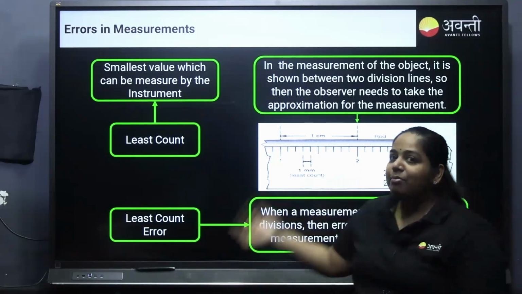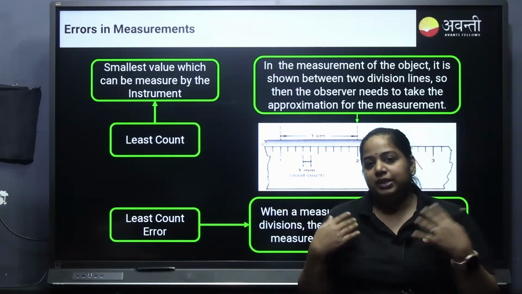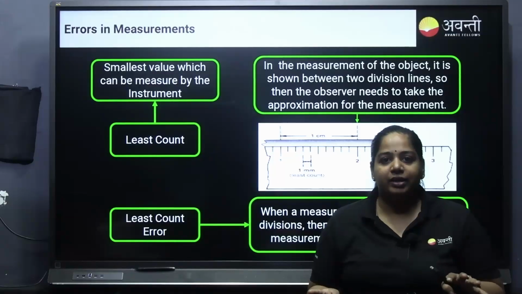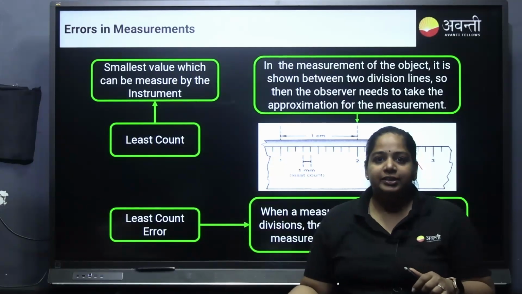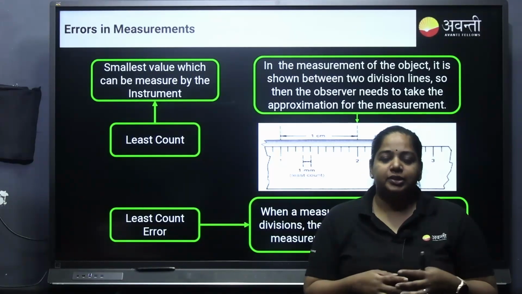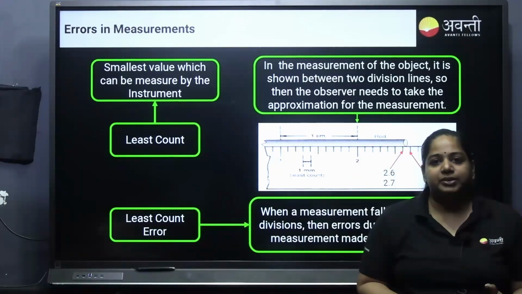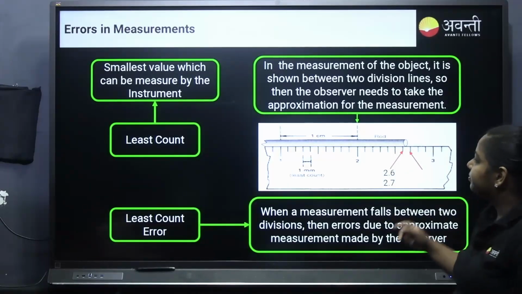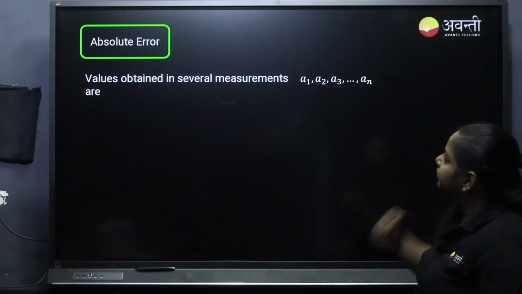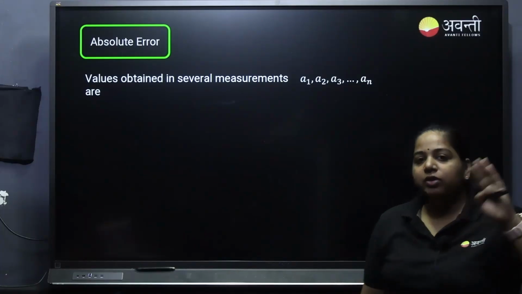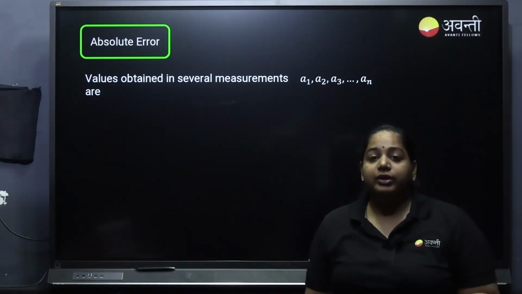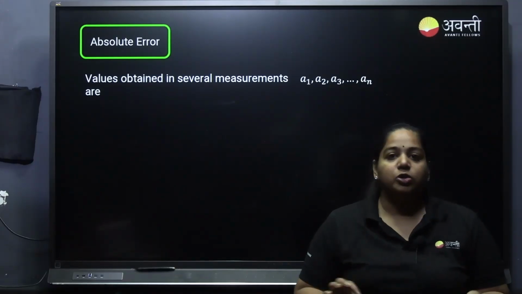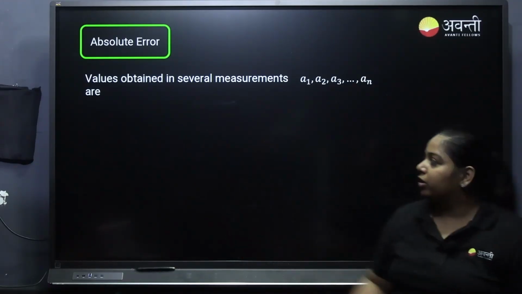Random error means it is not our mistake or the device's mistake. It is some unpredictable factor. For example, voltage fluctuations or temperature change will cause some errors in our measurement. That is random error. Now we are going into exactly what types of errors there are: absolute error, relative error, percentage error. You must have heard these terms. We will see what they are.